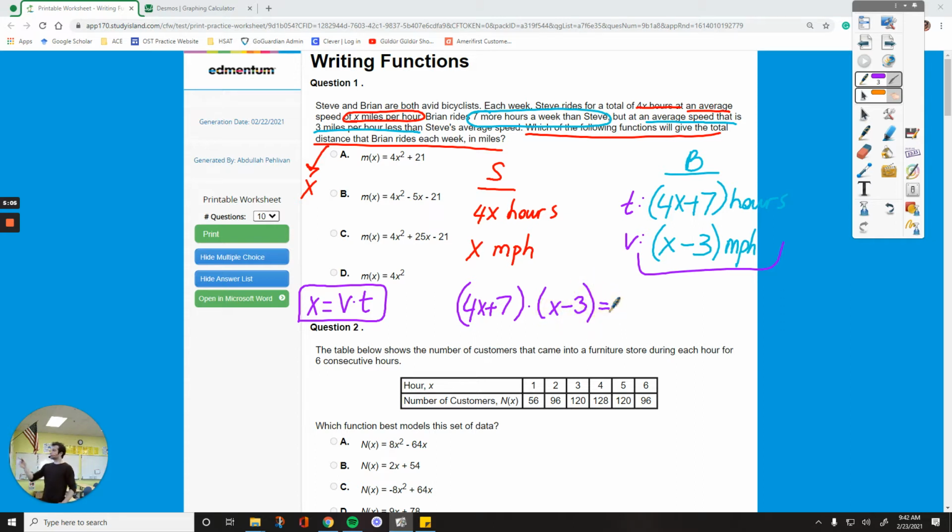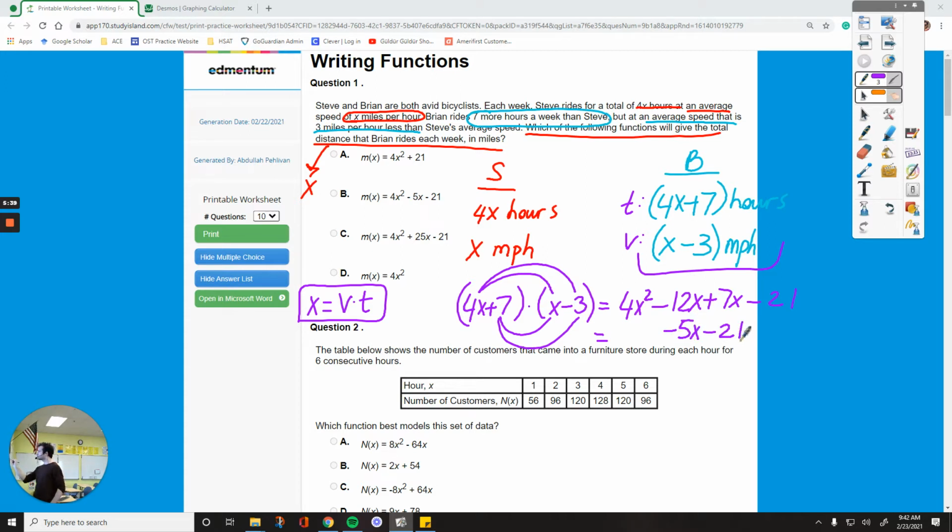So we are going to do FOIL. Multiply the first terms, 4x squared. Multiply the outer terms, 4x times negative 3 is negative 12x. Multiply the inner terms, positive 7x, and then multiply the last terms. Positive 7 times negative 3 is negative 21. The ones in the middle are like terms because they both have x. Negative 12 plus 7 is negative 5x.